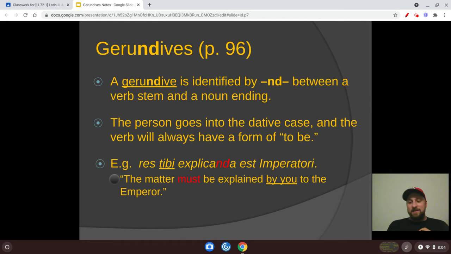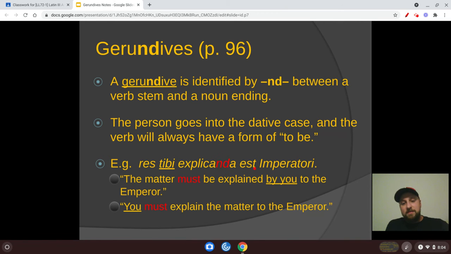This construction in Latin is called a passive periphrastic. And notice how I'm not putting that anywhere here. It sounds like a medieval torture device or something like that. But it's passive, kind of like those perfect passive participles, must be explained. But let's translate it like normal human beings and just say, you must explain the matter to the emperor. So in a word, if you see a verb form with an ND in the middle and then a form of the verb to be, it means must. And the person in the dative case, like tibi here, is the person who must do whatever the action laid out is.